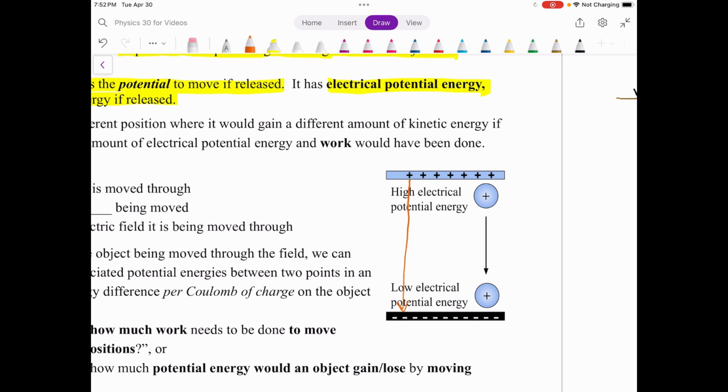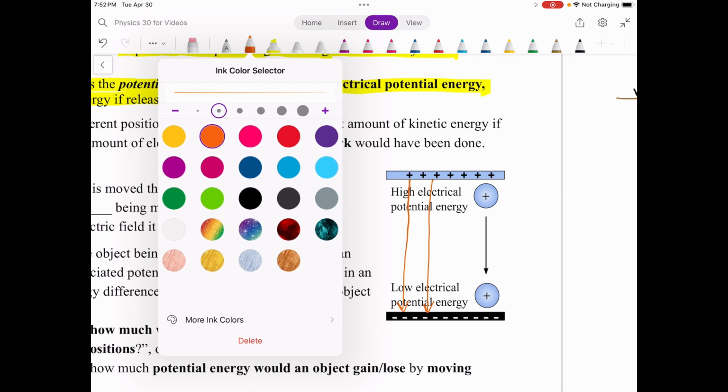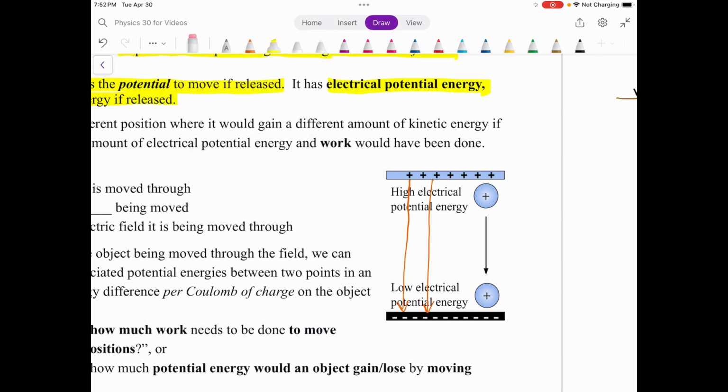Remember, electric field is always the direction that a positive test charge would feel a force, right? So a positive charge would want to move away from this positively charged plate because like charges repel. And furthermore, it would like to move towards this negatively charged plate because opposites attract. So do you see what I mean, right? If you had this charge here and you let it go, it would shoot towards this plate.